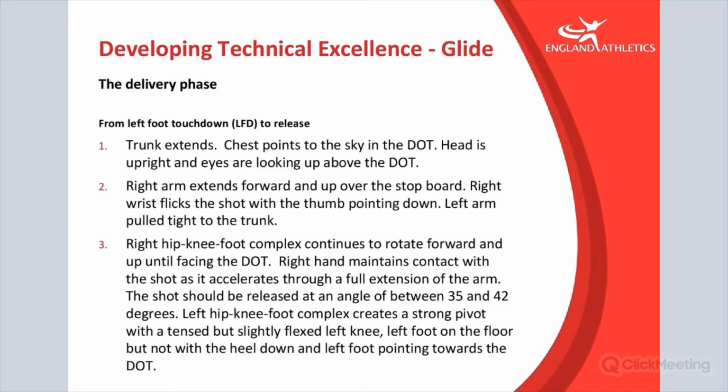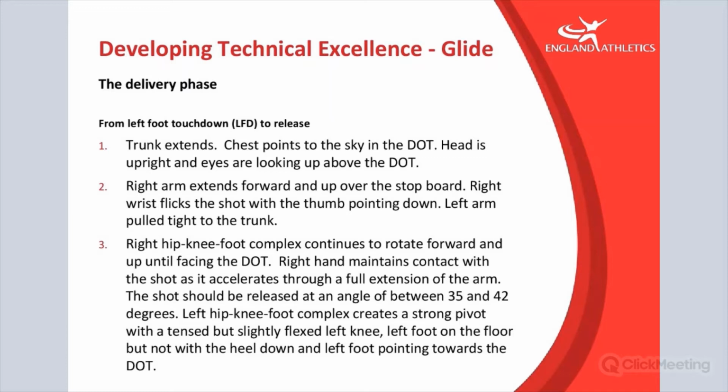So first of all, delivery phase from left foot touchdown to the release of the ball. I think most of this is fairly obvious. The trunk extends, chest points to the sky in the direction of the throw. Head is upright, eyes are looking up over the direction of the throw. The right arm extends forward, up over the stop board. Right wrist flicks the shot with the thumb pointing down. Left arm pulled tight to the trunk.